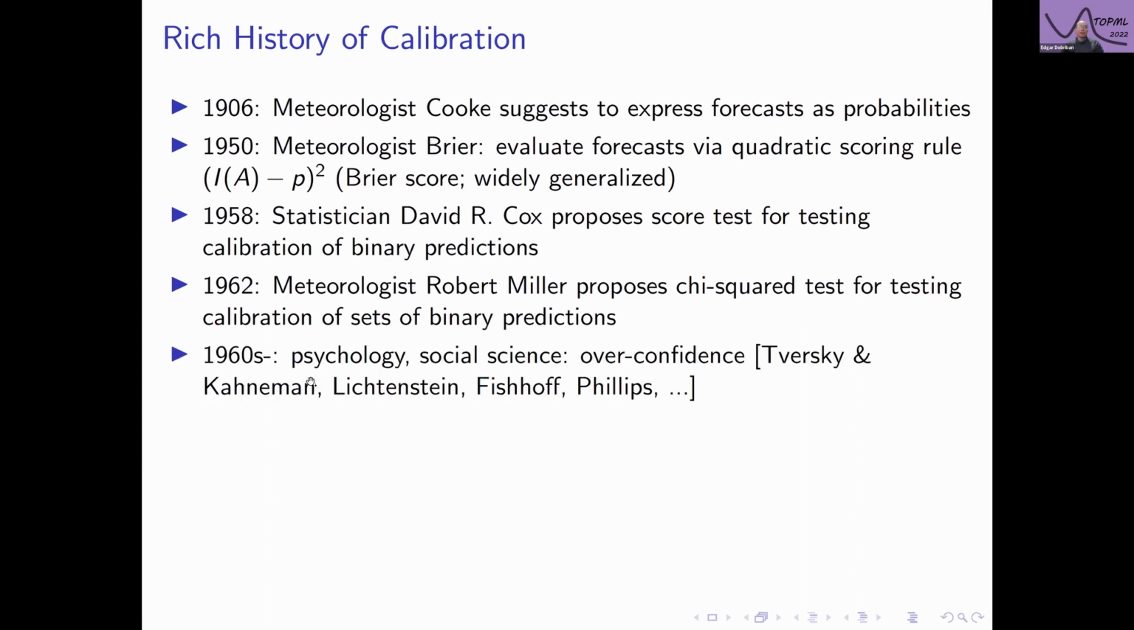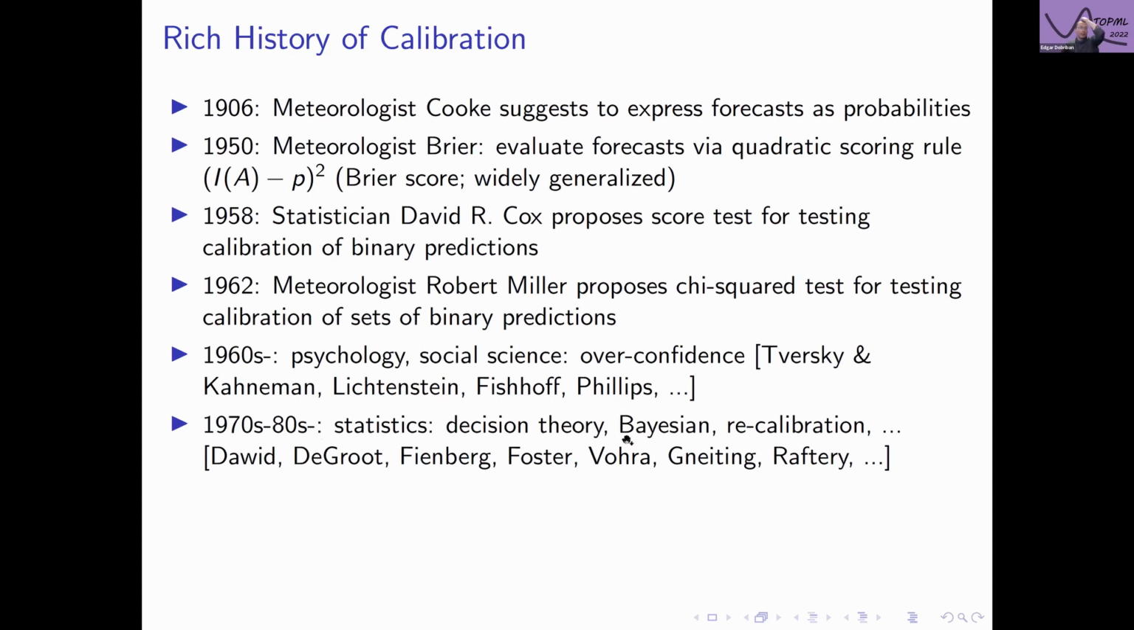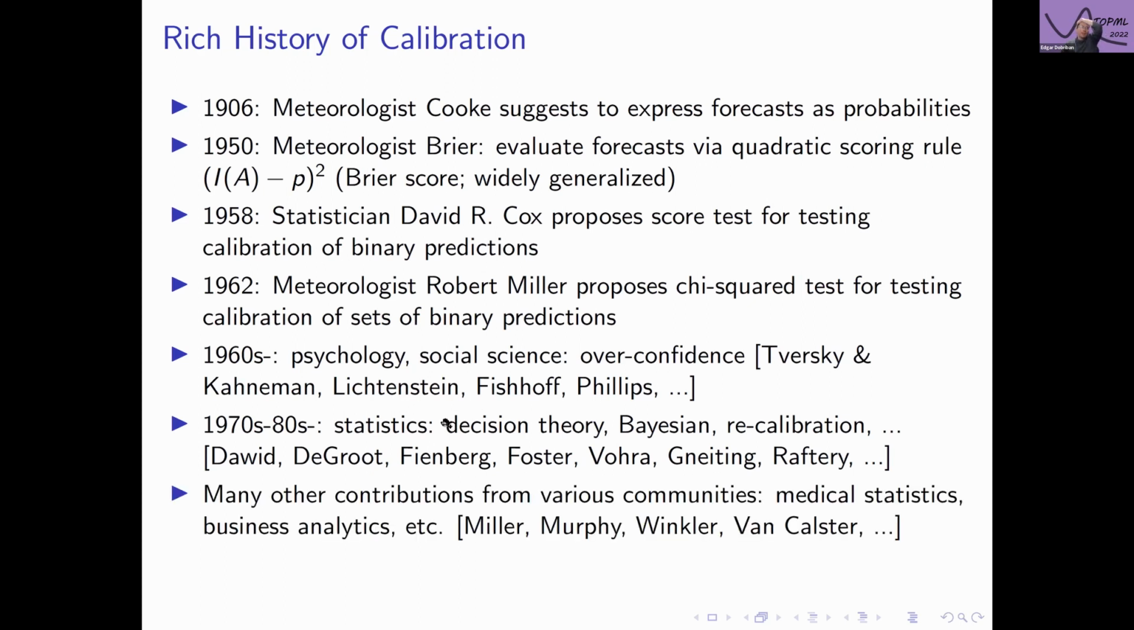There's been a lot of work later, as I mentioned, in psychology and social science, including the well-known work on prospect theory by Tversky and Kahneman, that is also in this line, showing that humans are overconfident. There's also a lot of work in statistics and decision theory from Bayesian perspectives, and on recalibration. This attracted attention in other communities, including medical statistics and business analytics, and nowadays there's interest in the machine learning community. This is a rough historical outline, and we will use some of the ideas proposed by these people in our work.